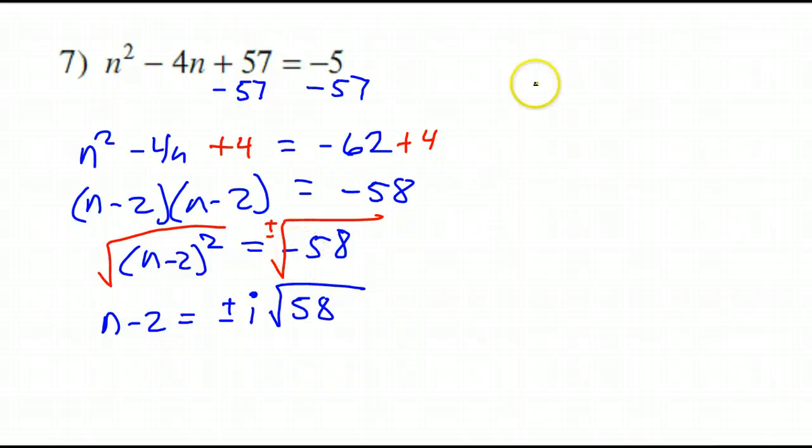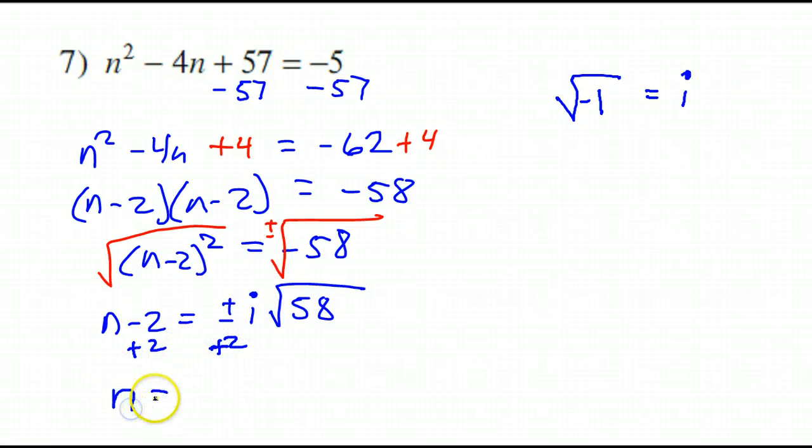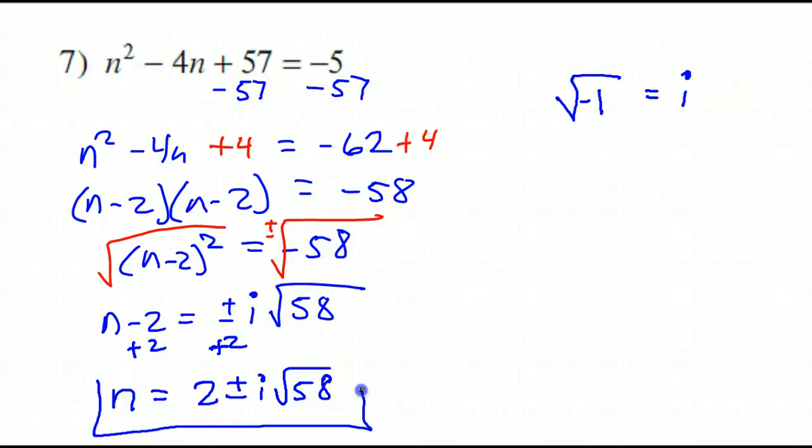All right, so look, technically what's happening is, by definition, the square root of negative 1 is i. So this negative sign under here is like a negative 1, and so it becomes i. So then we will add 2 to both sides, and I will get n equals 2 plus or minus i radical 58. Okay, that's how you do that. Number 8.